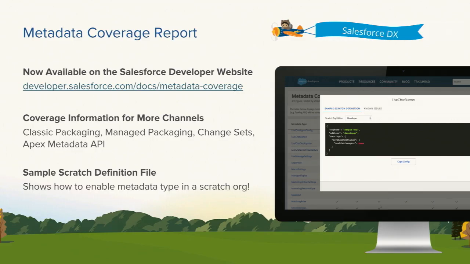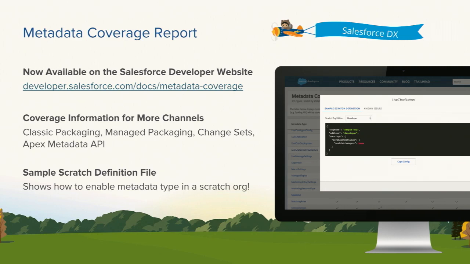There's also more coverage information than before. We have added 4 new channels so that you can see how this coverage is along managed packages, classic packages, Apex Metadata API, and change sets. And you can also check out known issues and the status of these issues.